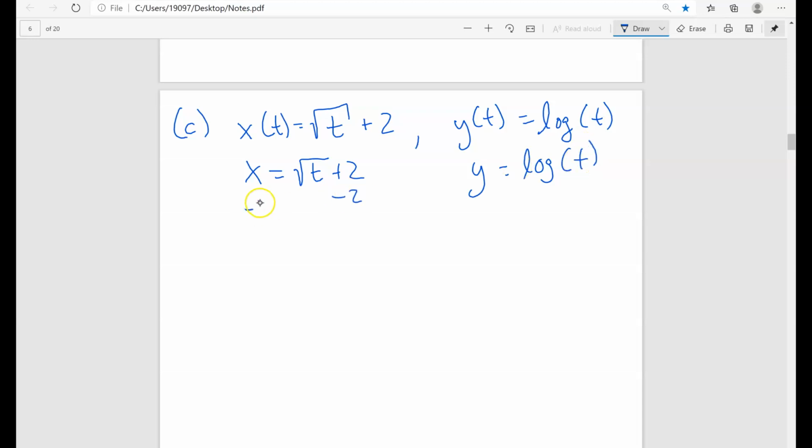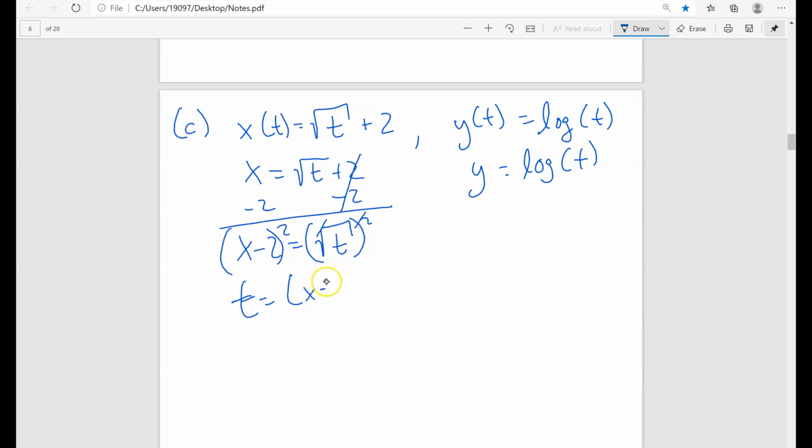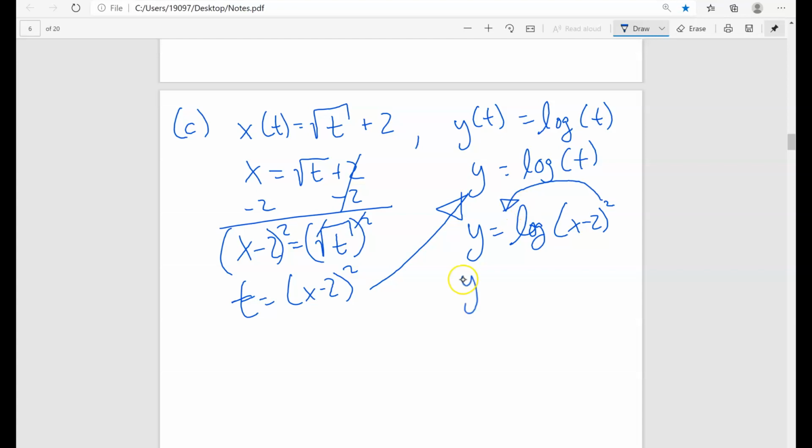So I'm going to subtract by 2. So you're going to have x minus 2 is equal to the square root of t. I'm going to square both sides. So then t is equal to x minus 2 whole quantity squared. And now I can plug it in there. So y is equal to log of x minus 2, and this whole thing is quantity squared. Notice that I can probably put the squared in the front. You got y is equal to 2 log of x minus 2. So this is basically the equation.